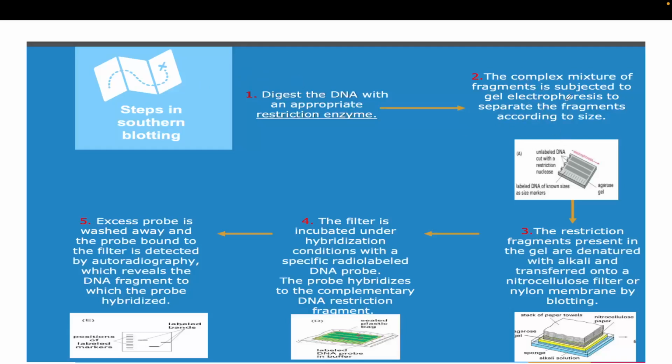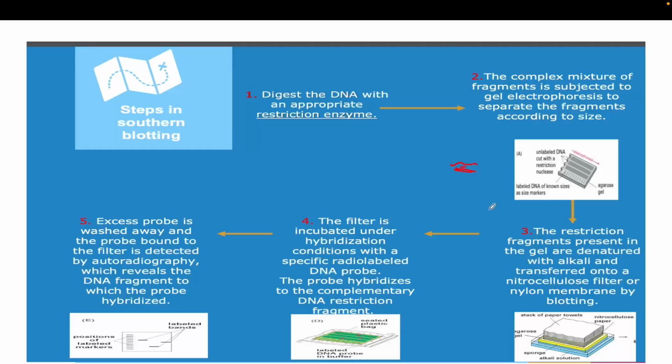The complex mixture of fragments is subjected to gel electrophoresis to separate the fragments according to size, because charge is equal in all the fragments. So the migration will happen on the basis of size only. After gel electrophoresis, the restriction fragments present in the gel are denatured. In the gel the DNA is double stranded, right? So you have to make it single stranded, then only the probe can come and bind here. If it is double stranded, then the probe can't bind it.